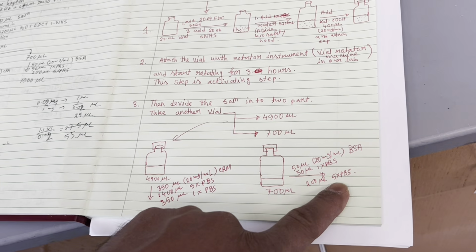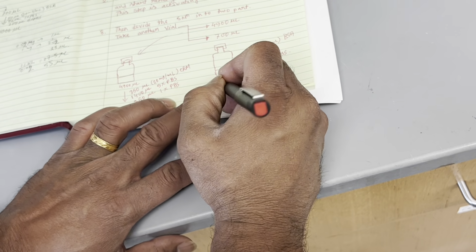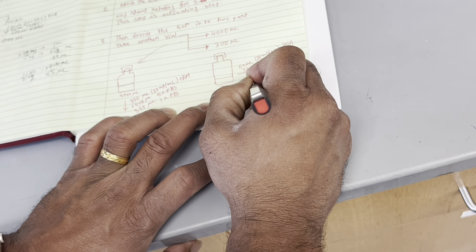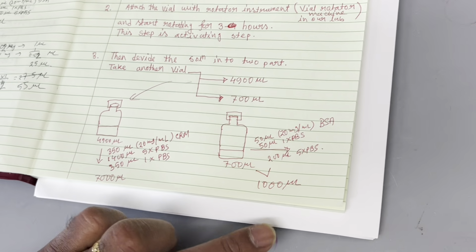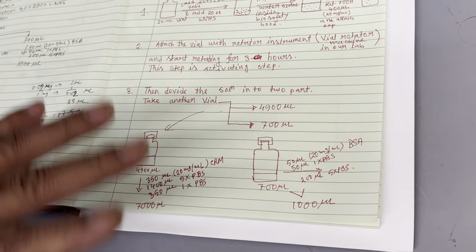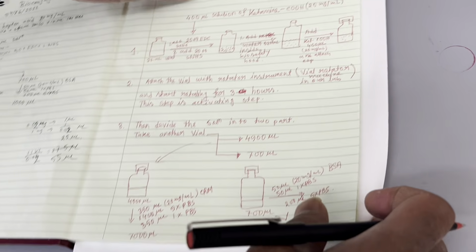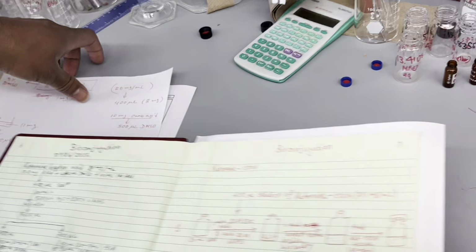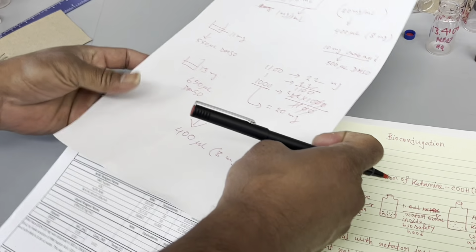So that will continue, like total volume will be 1000 microliter. That means 1 milliliter. So 1 milligram in 1 milliliter. That will be the total calculation. Now we are going to start, and we also can show the calculation part, how we are calculating.